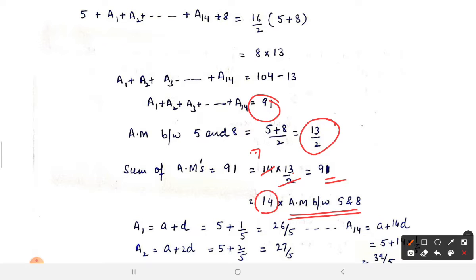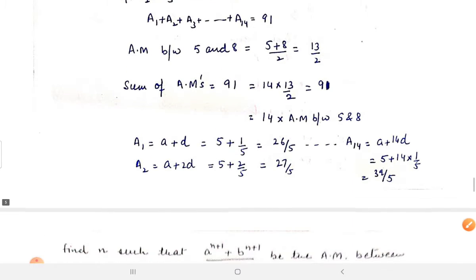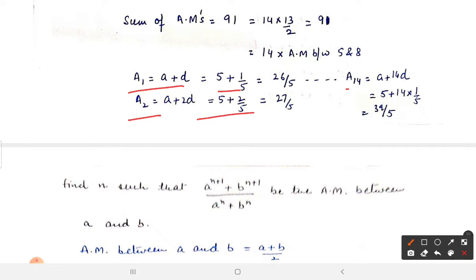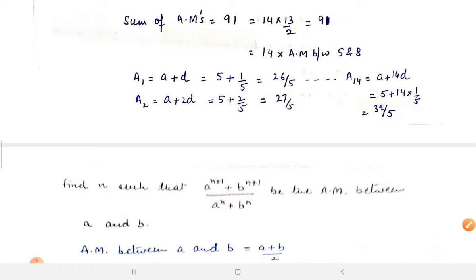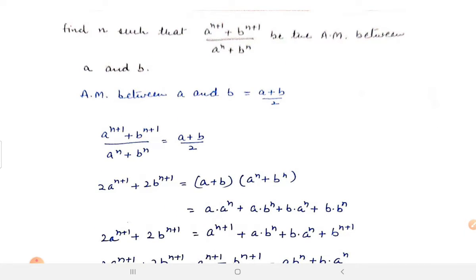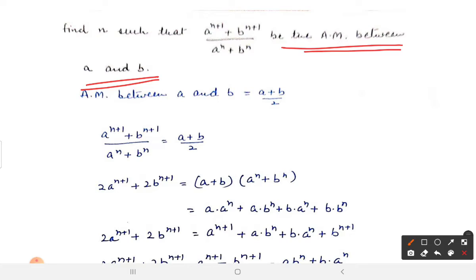Clear? So this is what we wanted to prove, and next we will find the terms: a1 as this, a2 as this, a14 as a plus 14 times d. These are the 14 arithmetic means. Next, this is an important one. Find the value of n such that (a^(n+1) plus b^(n+1)) upon (a^n plus b^n) is the arithmetic mean between a and b. If this is the arithmetic mean between a and b, then this is equal to (a plus b) by 2.